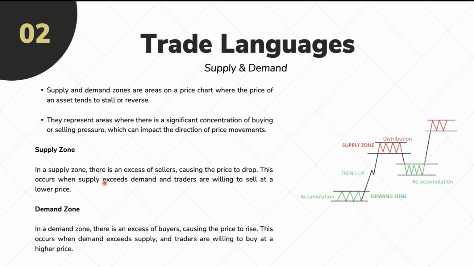A supply zone, there's an excess of sellers causing the price to drop right here. This occurs when supply exceeds demand and traders are willing to sell at a lower price. So there are more sellers than buyers in a certain area, so we go lower. Demand zone is vice versa. There's an excess of buyers causing the price to rise. This occurs when demand exceeds supply and traders are willing to buy at a higher price. That means here are more buyers than sellers. The price goes up. Here are more sellers than buyers, so we go lower. Here again are more buyers than sellers, so we go up again.